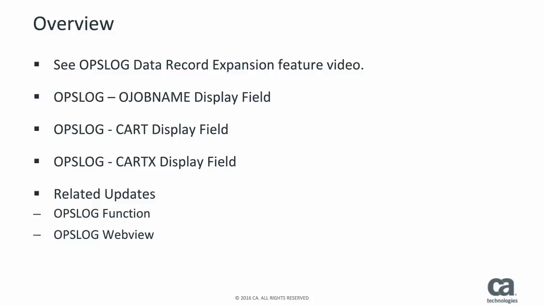The CART. The CART is the command and response token that can be used to match a command with a response to that particular command. The CART and CARTX fields on the OPSLOG command can be used to then match the response to the events. This is normally only needed during debugging command response type of problems.